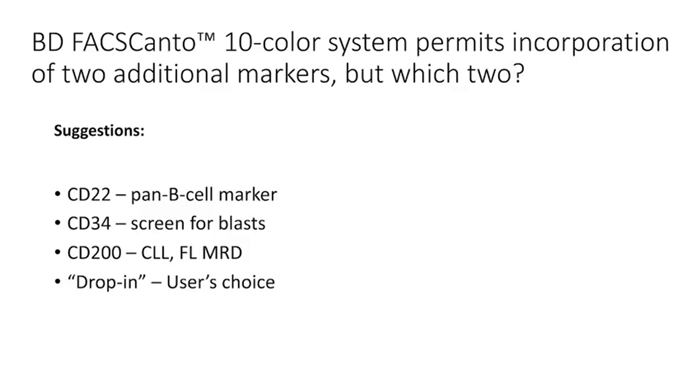Another idea was to leave one or both of these extra channels empty and enable the user to personalize the tube and add drop-in reagents. Next. And the final consideration was to use a dump channel, and that is we're interested in B cells, we're not interested in T cells and monocytes and histiocytes, and perhaps we could clean up our B-cell gate by removing anything that were positive for CD3 or the bright CD64 positive monocytes and histiocytes. So those were the considerations. Next.